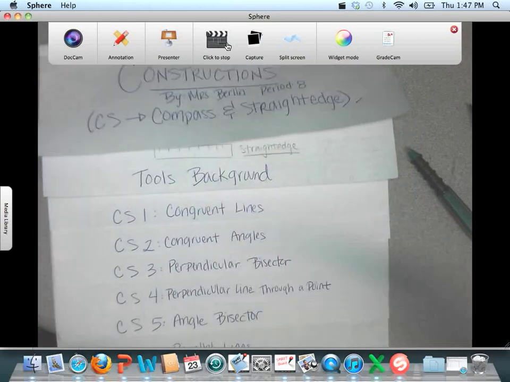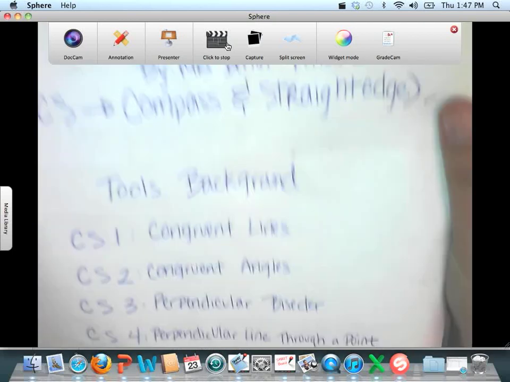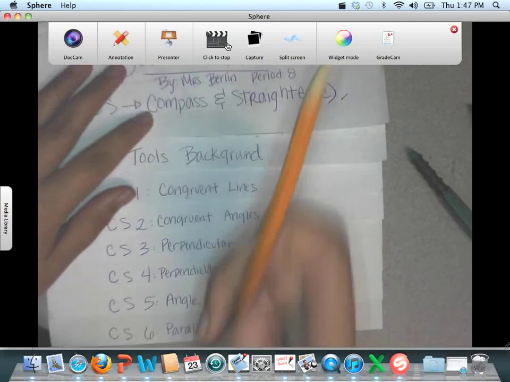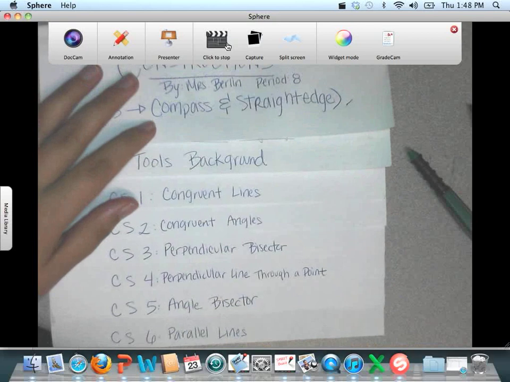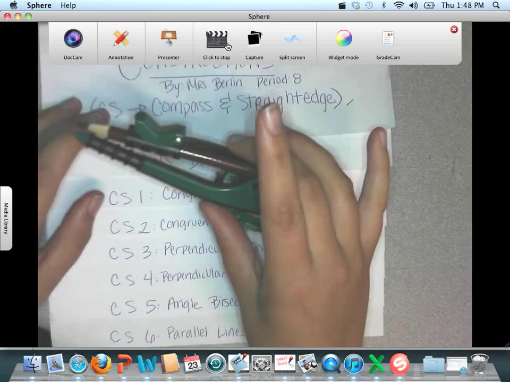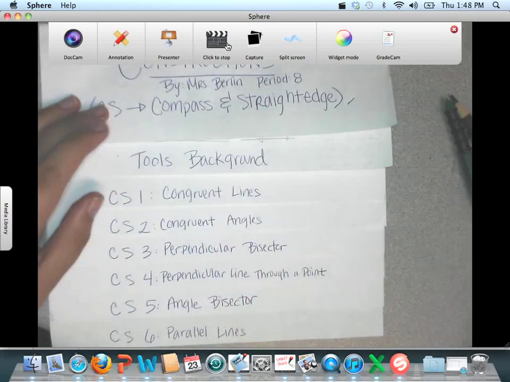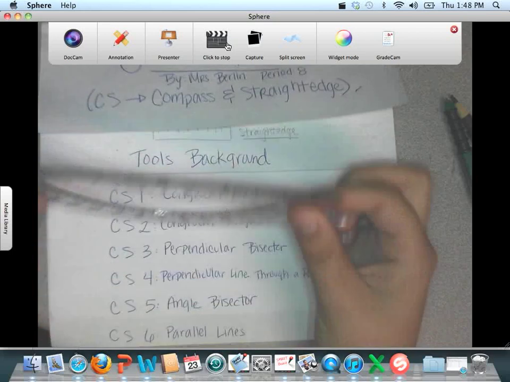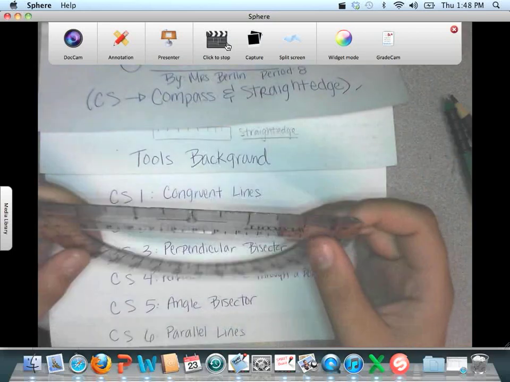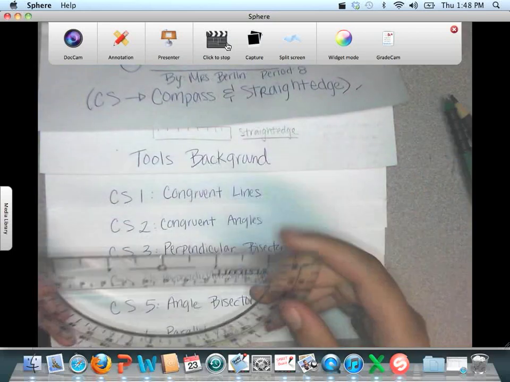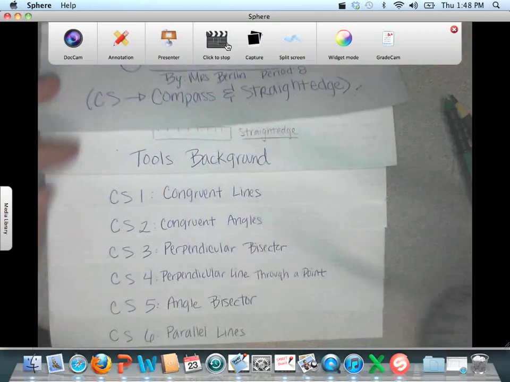In order to take these notes, you need to get your book. That's the most important thing. You're going to need something to write with, and if you have it, a compass would be really useful. But you definitely need some kind of straight edge. So you could get a protractor, a ruler, another piece of paper, whatever will work, okay?